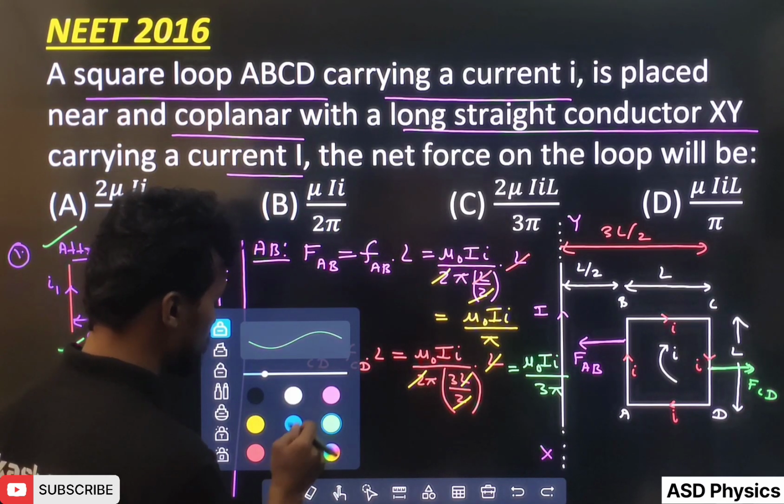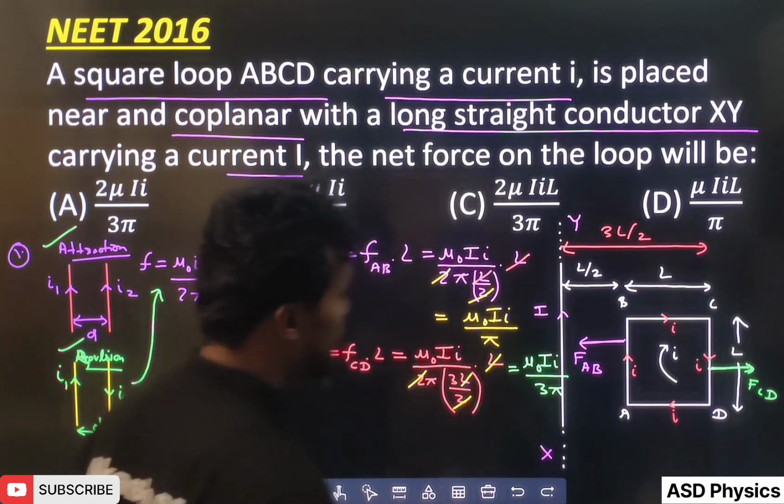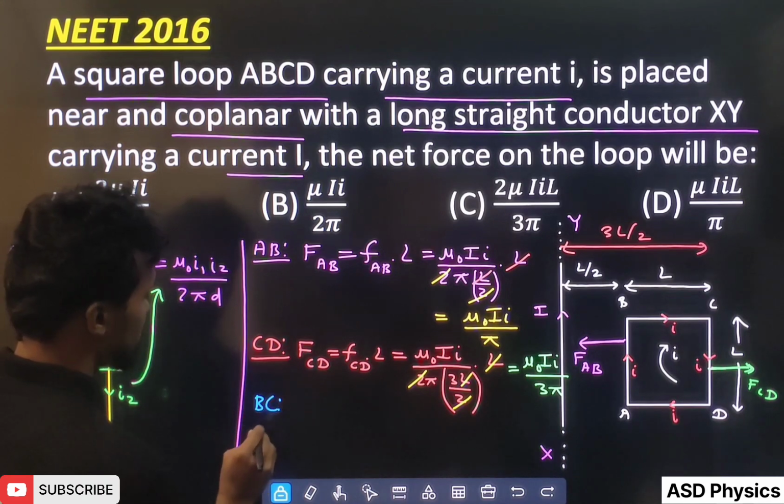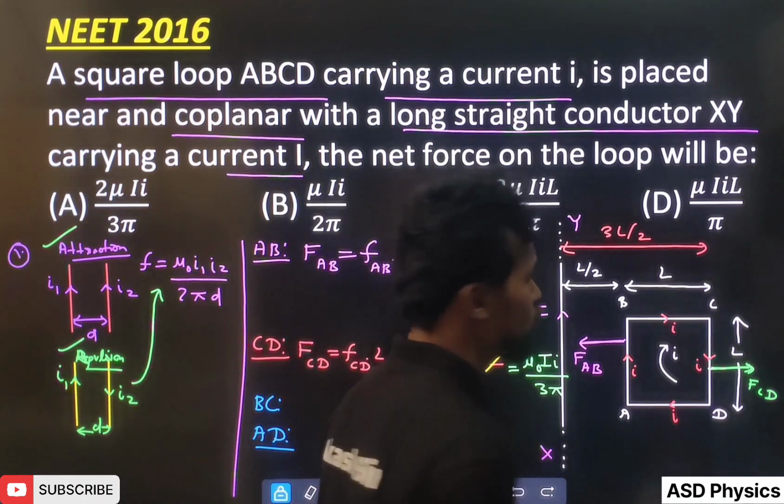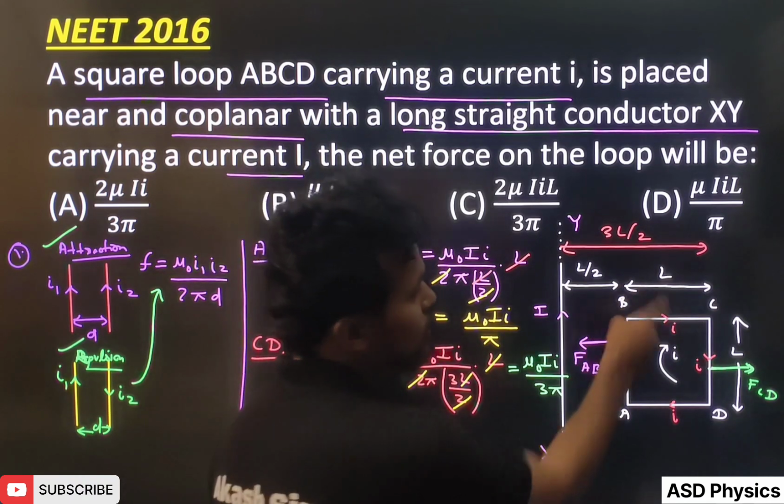Now after that, if we talk about the further conductors here, let's take BC and AD. Can you guess very well? For BC and AD, what will happen here? We have to just use a little bit of basics here. So you know very well, I will just draw the forces here. Actually, both the forces will cancel out here.